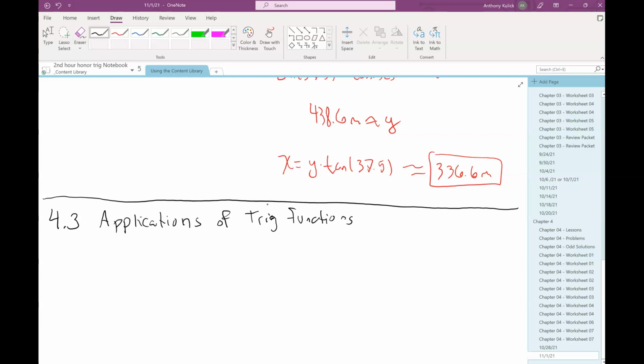One important application that we have for trigonometry is that it's going to allow us to break up complex movements into easier components.